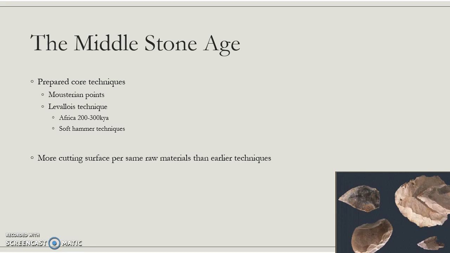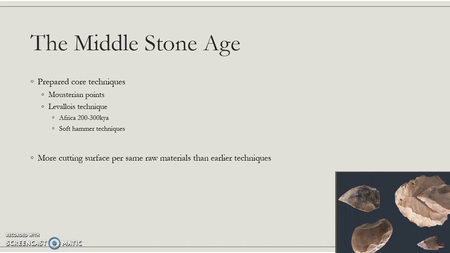directly onto the core. We call this a soft hammer technique or an indirect percussion technique, meaning that I may have a hammerstone and I definitely have a core, but between them maybe I hold an antler. And instead of banging on the core with my hammerstone, I bang on the antler, and that breaks off a small piece of rock that is the flake, which I can then, with that antler, fashion into a spear point.